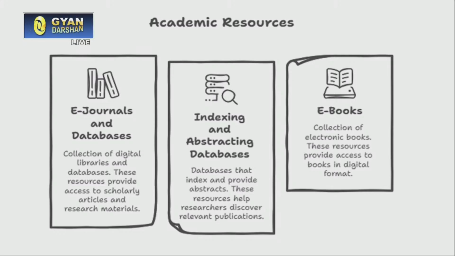And apart from this, we have indexing and abstracting databases, because we need reliable, relevant research articles, so they need to be indexed. So we have different types of index: Scopus, SCI, SCIE, and Web of Science, and all those indexes are there, wherein the abstracting databases, the abstracts of the research, are being addressed over there.